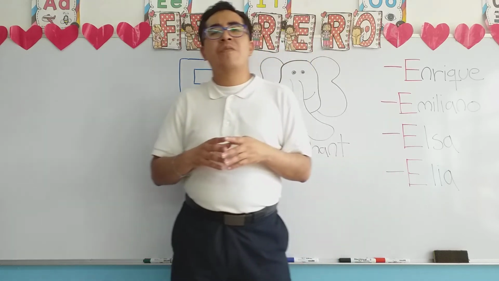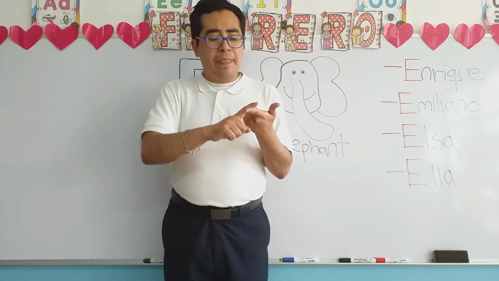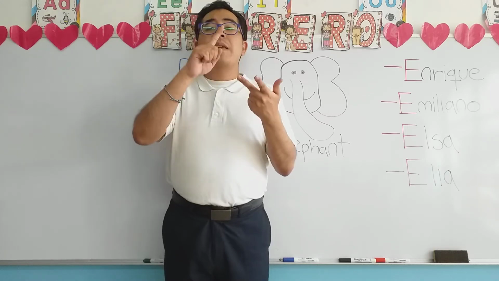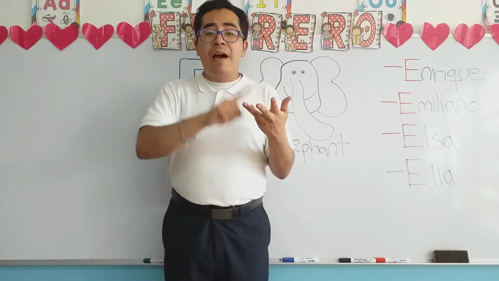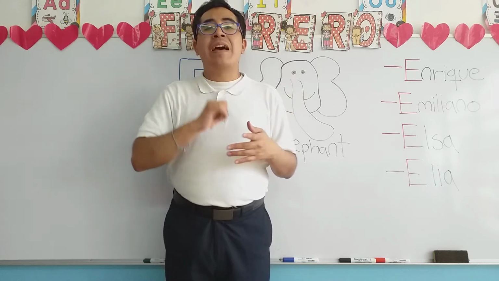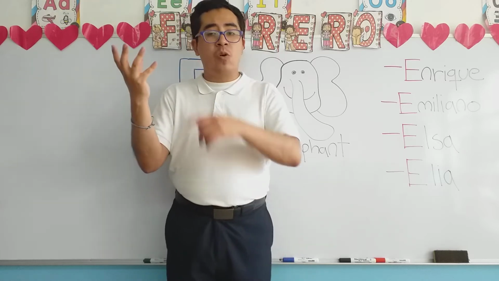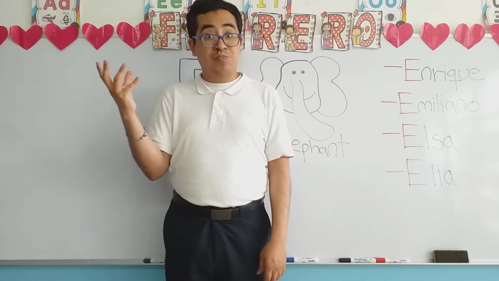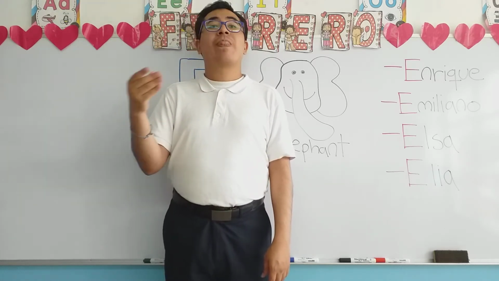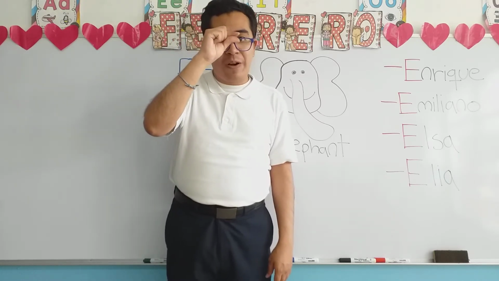With this letter we had apple, ant, airplane, ambulance, angel, and arrow. Don't forget that apple is a fruit, color red. Delicious. Ant is an insect, very small, color red.